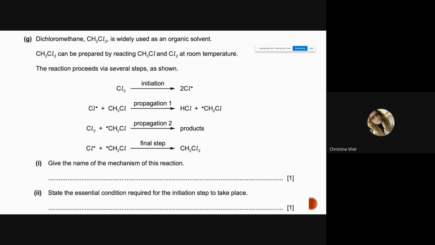Dichloromethane is widely used as an organic solvent. Dichloromethane can be prepared by reacting CH3Cl and Cl2 at room temperature. The reaction proceeds via several steps, as is shown. What is the name of the mechanism? This is a very common question. Free radical substitution. So the name of the mechanism is literally the name of the main type of reaction. Free radical substitution. If you can state that, guess what? That's a mark.